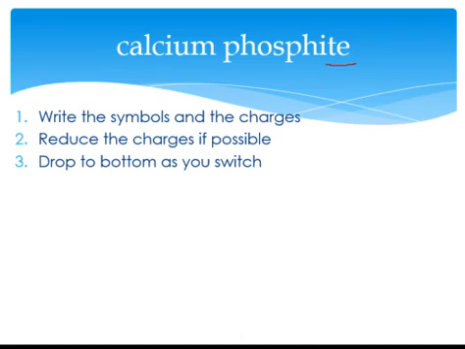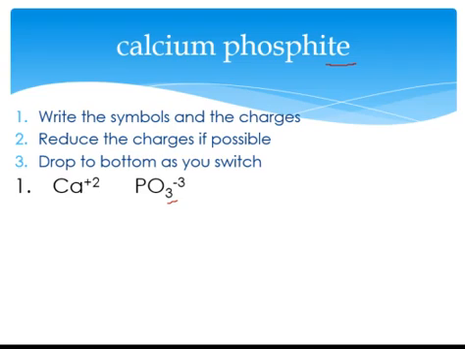Okay, first step, symbols and charges. Ca +2, PO3 -3. The 3 is because of the ite. Phosphate was PO4, so one less is phosphite.